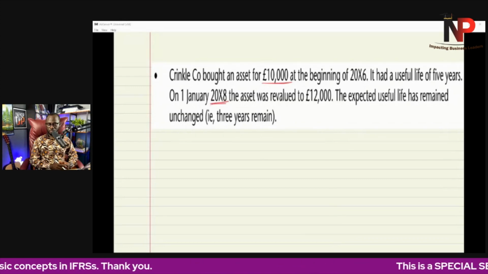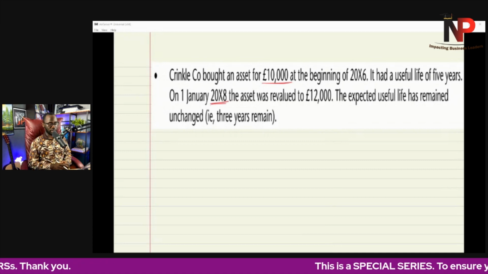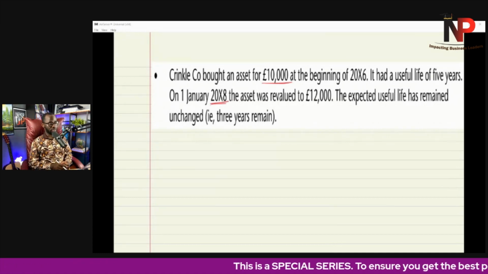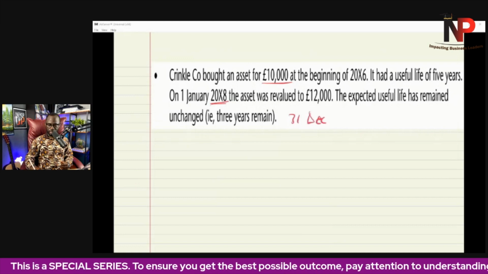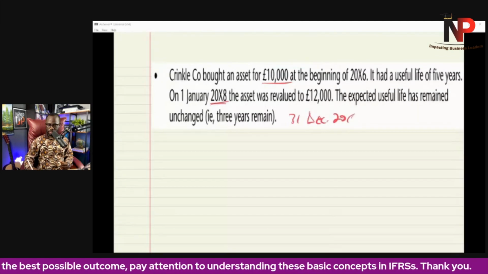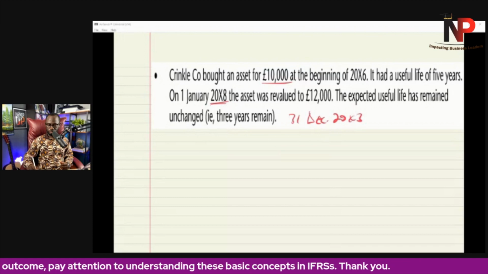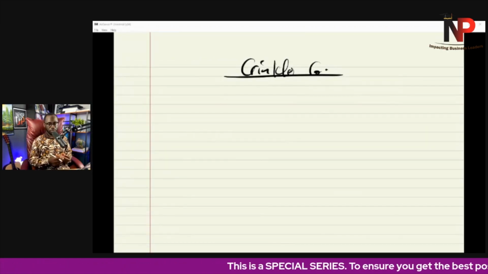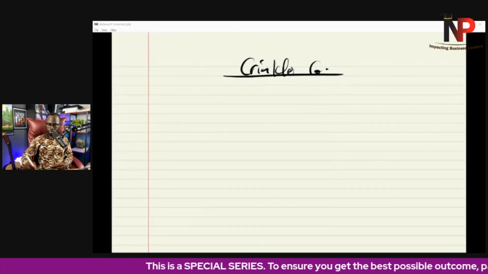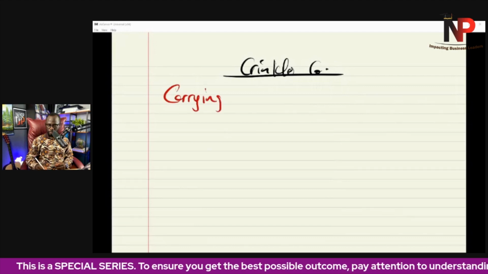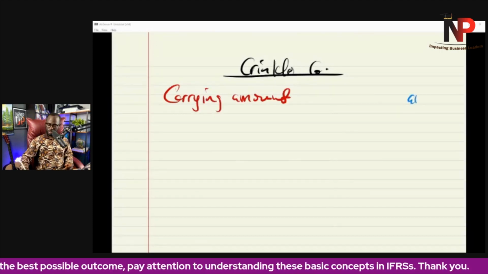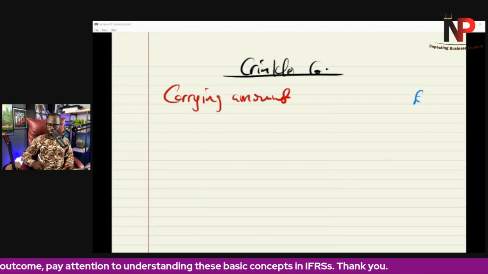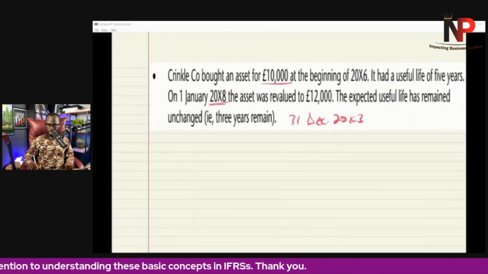So the requirement is to account for it as at the year ended 31st December 20X8. So that's our year ended, okay? So let's see what we're going to do with Crinkle. When it comes to Crinkle Co., we're going to look at the carrying amount of the asset. So this question is about subsequent measurement, right? We are in pound, so let's put respect to the currency.